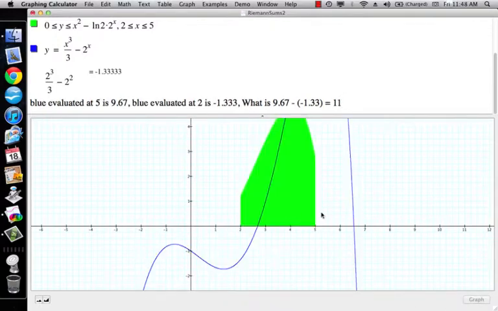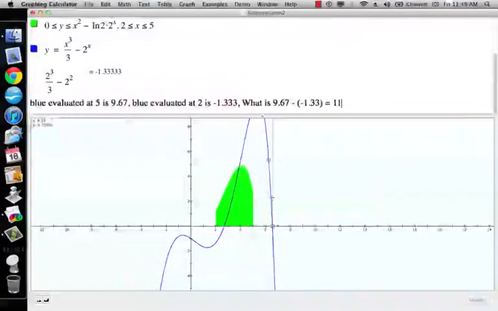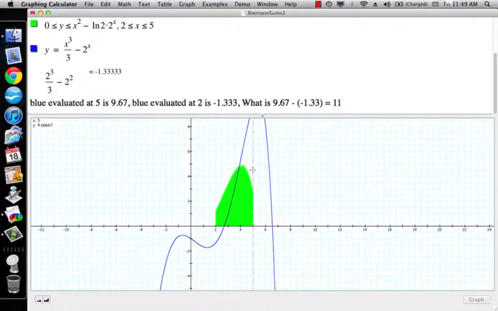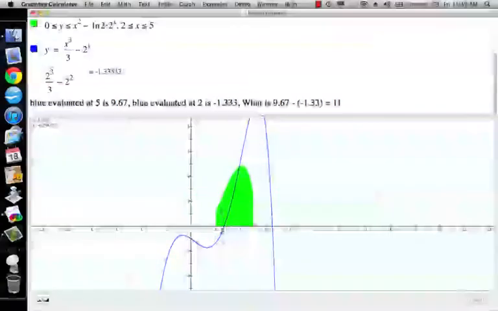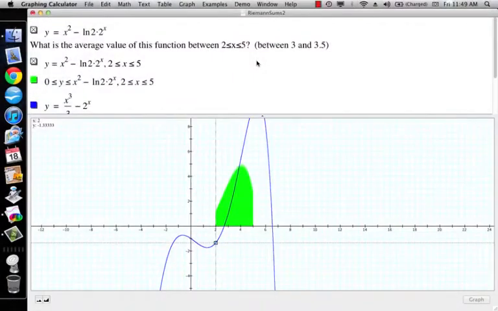I'm arguing that the blue function is the antiderivative of the pink function that we started with. If I evaluate that at 5, and then I evaluate it at 2, and I subtract those two numbers, I'm going to get the area of this shaded region here. So if I go back up, there's my original function right there.